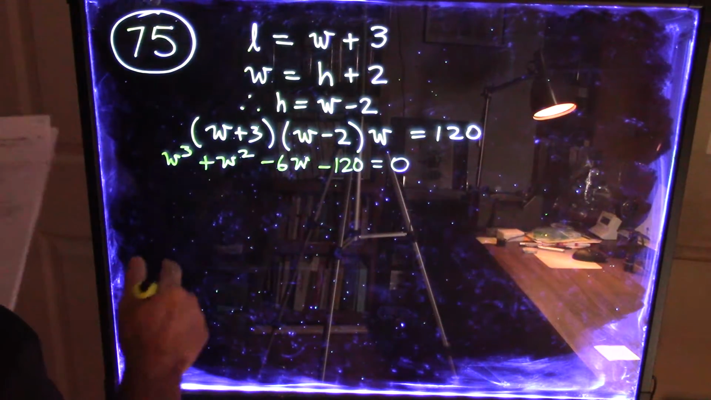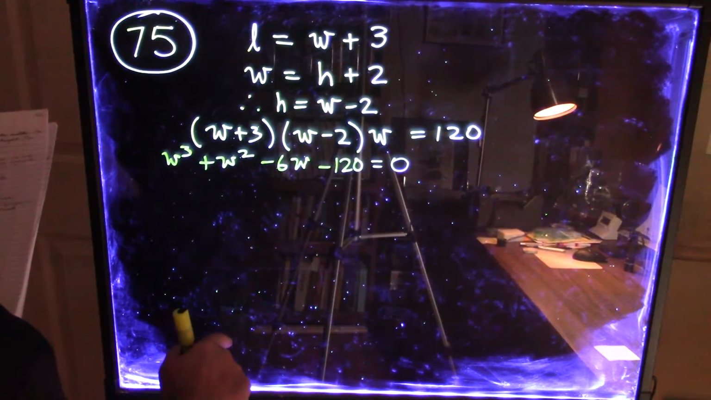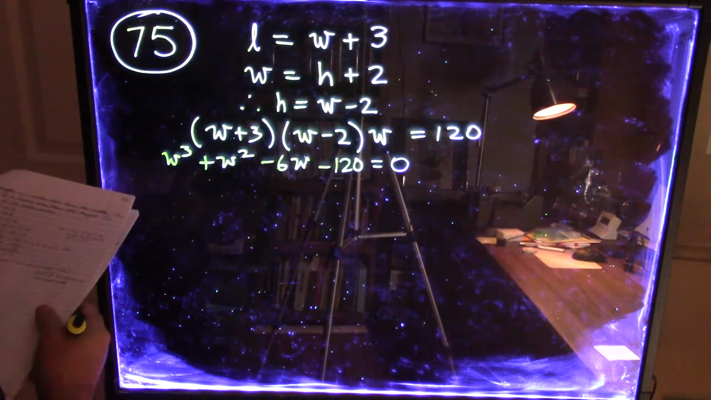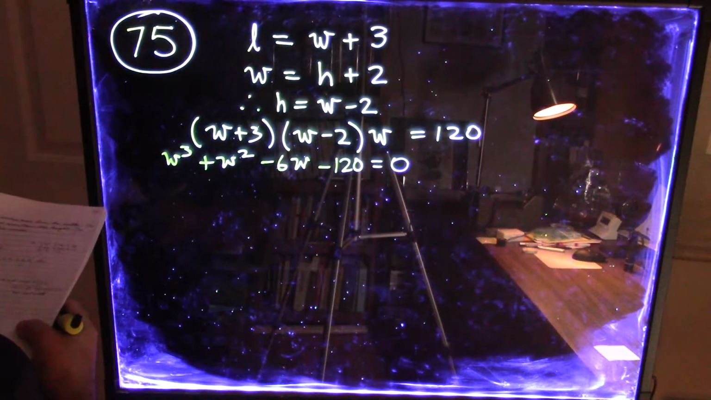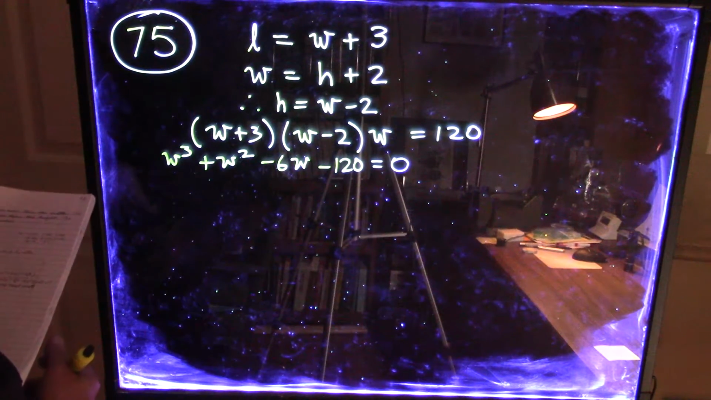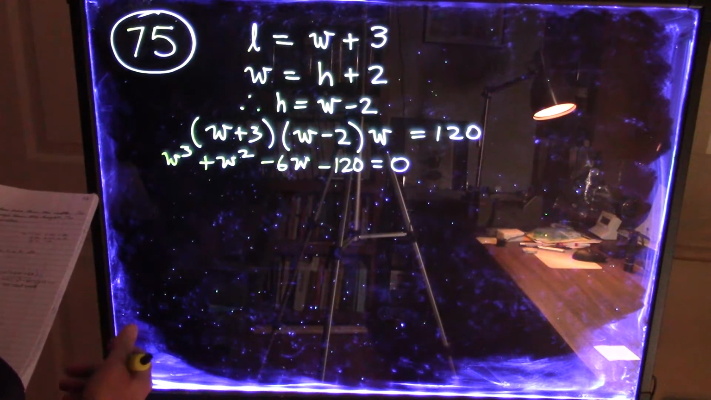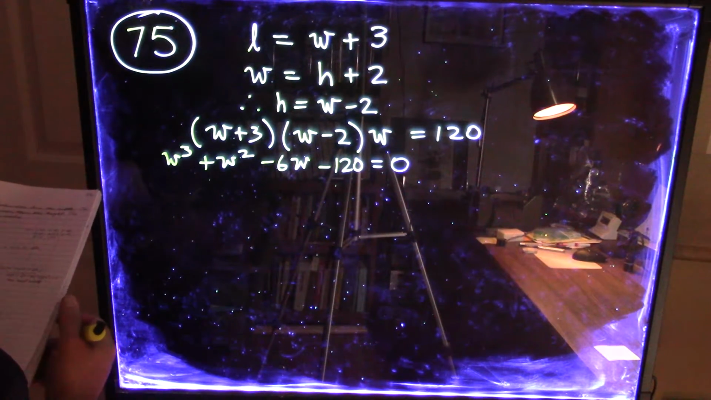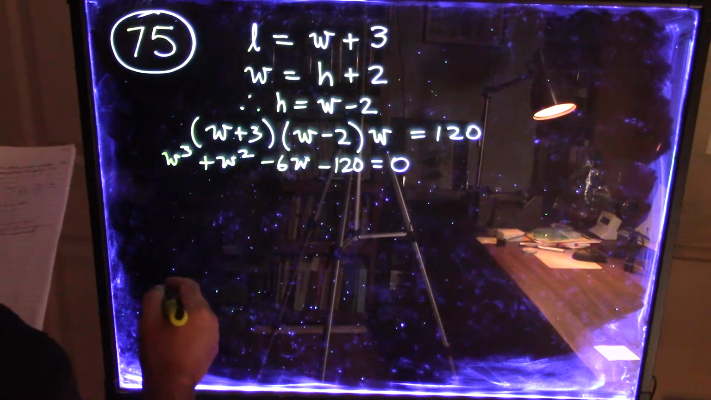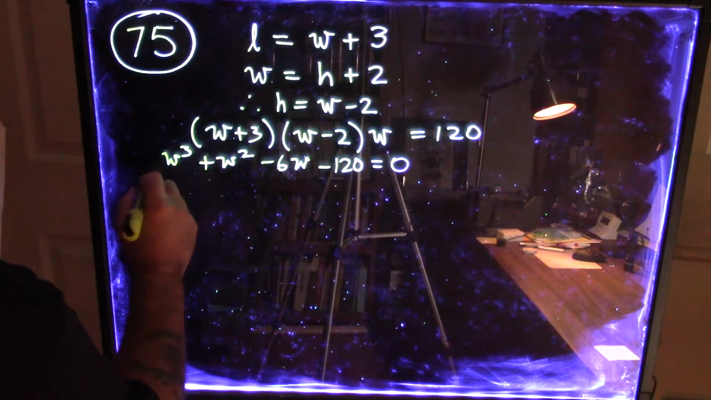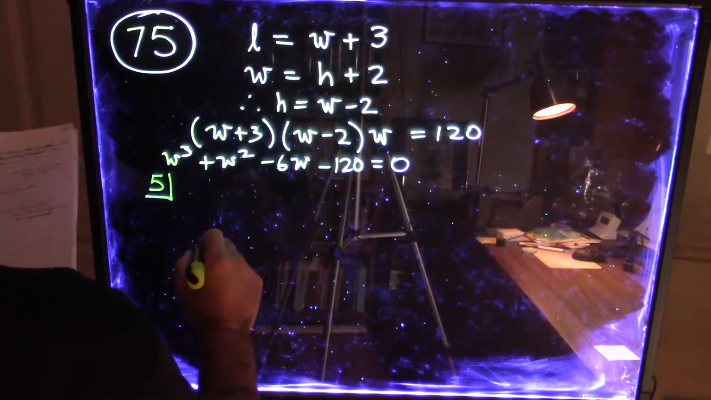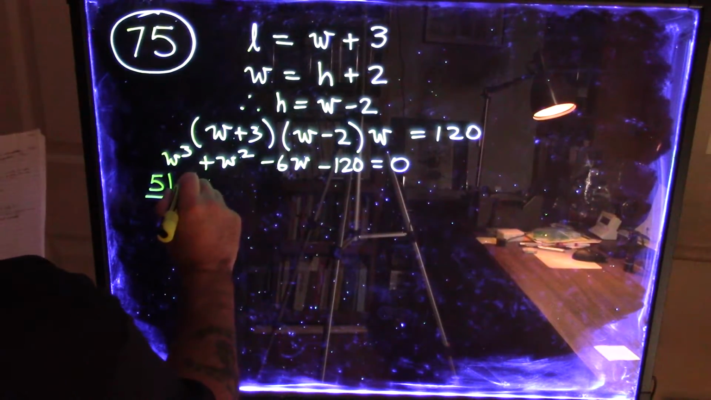And the leading coefficient is 1, so the possibilities for the rational roots would be factors of just 120. And 120 is 2 times 60, 3 times 40, 4 times 30, 5 times 24, 6 times 20, 8 times 15, 10 times 12, or 1 times 120. So of all those possibilities, 5 works. So we've got 1, 1, negative 6, negative 120.